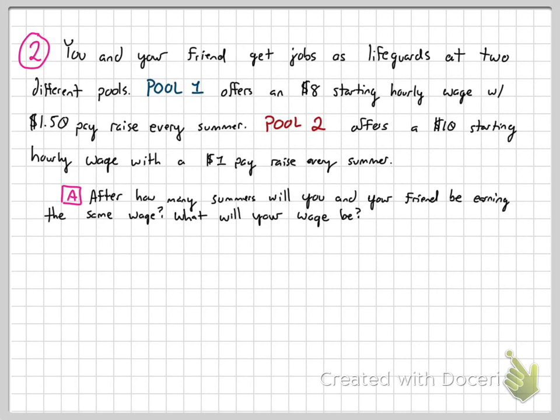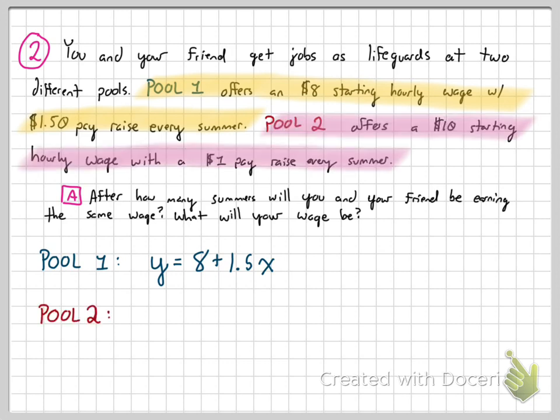So the easiest way to do that is, again, to make a system of equations and then graph it. To make an equation for Pool 1, we're starting with an $8 an hour wage, and then we're adding $1.50 to that wage every summer. So I'll do y equals 8 plus 1.5x, x representing number of summers, y representing your hourly wage. For Pool 2, we start with $10 an hour, and then we're adding a dollar every summer. Now after we have our two equations, 1x we could just write as x.